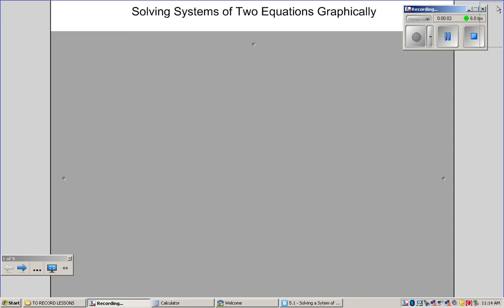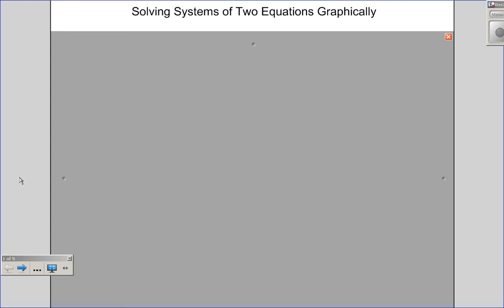Hello and welcome to today's lesson, lesson 5.1, solving systems of two equations graphically. So we're going to be looking at systems of equations today and in this module, both equations and inequalities, and we're going to be solving them in many different ways, the first being graphically.